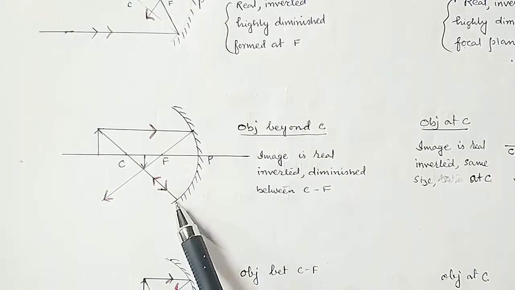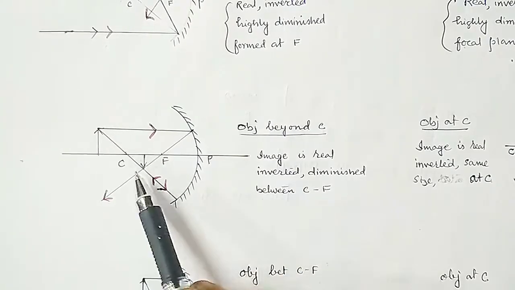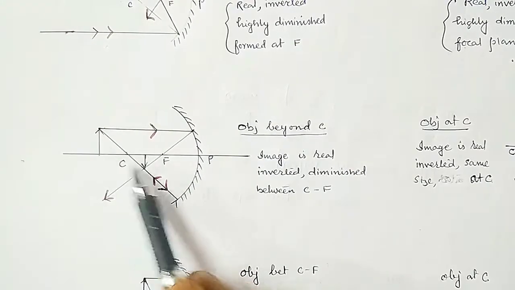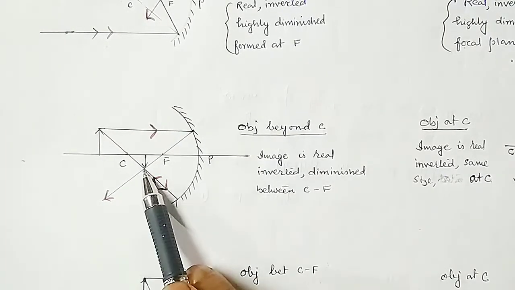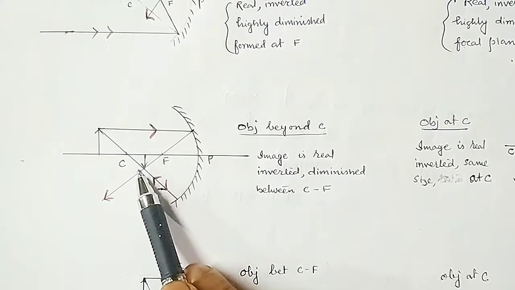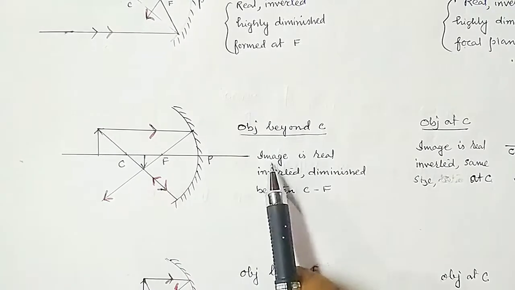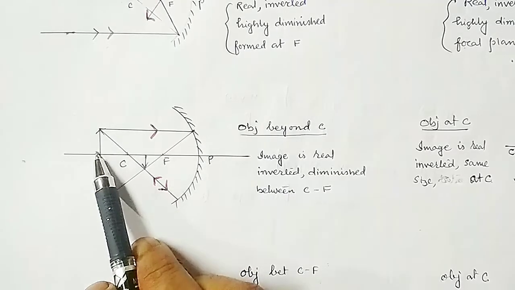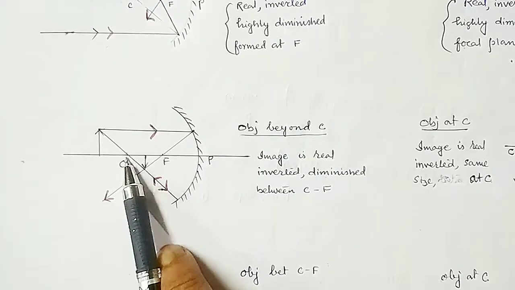So this reflected ray and this reflected ray are meeting here. So if this is the object, then this will be the image, and here you can see the image is smaller than the object and the rays are really meeting. So the image is real because the rays really meet at a point. Real images are always inverted, and here you can see the object and this is the image. So this is inverted. So the image is real, inverted, and as the size of the image is smaller than the object, that's why the image is diminished and the image is formed between C and F.